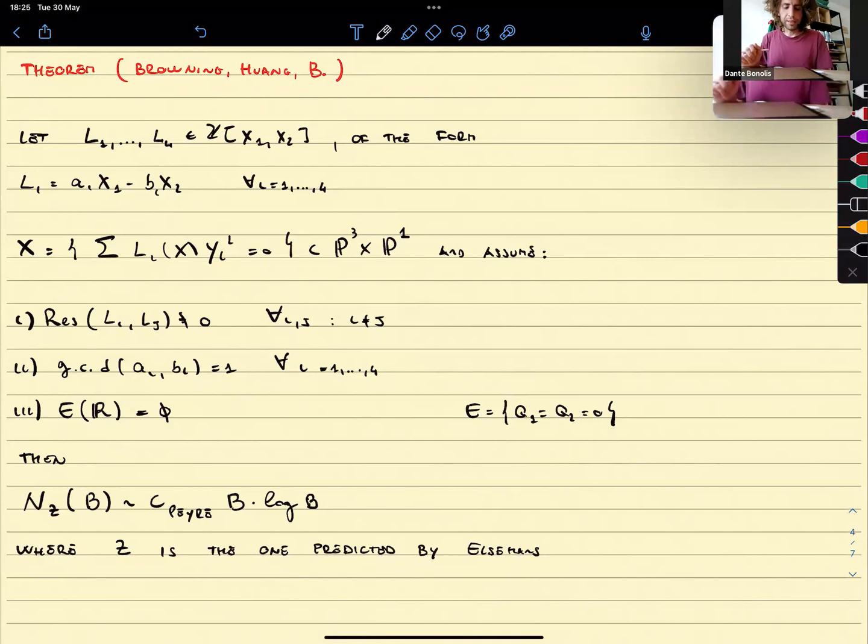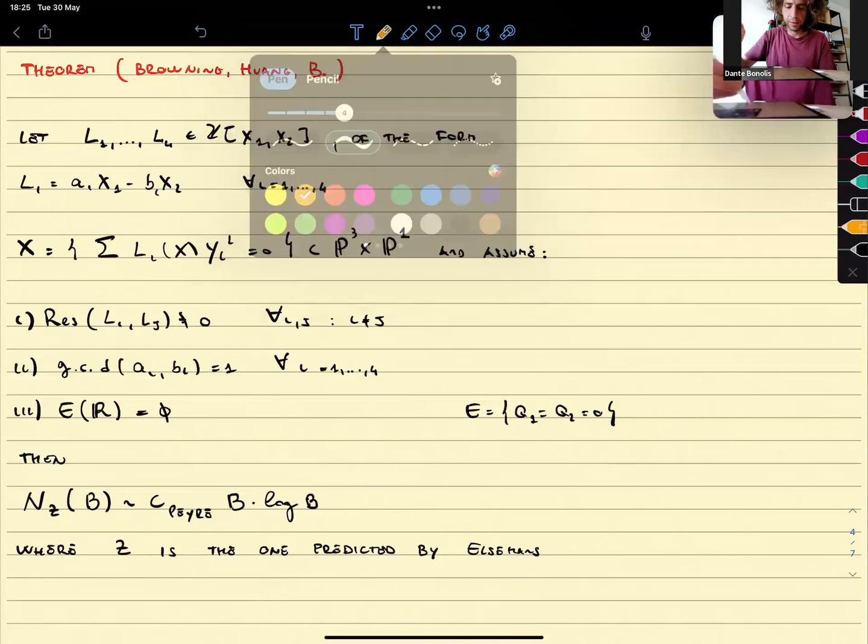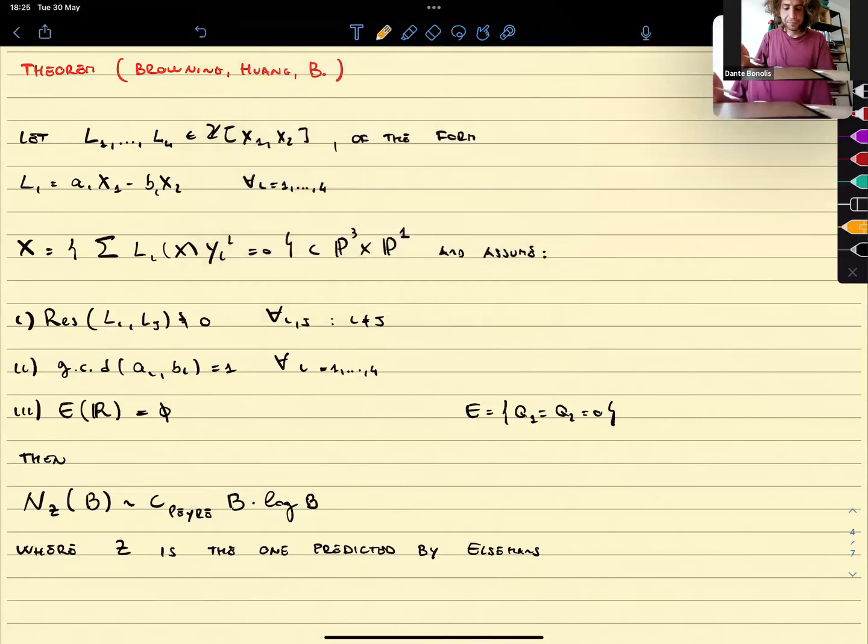constant is the one predicted by Peyre, and where the thin set we need to remove is the one predicted by Elsans. Here I want to make some remarks.